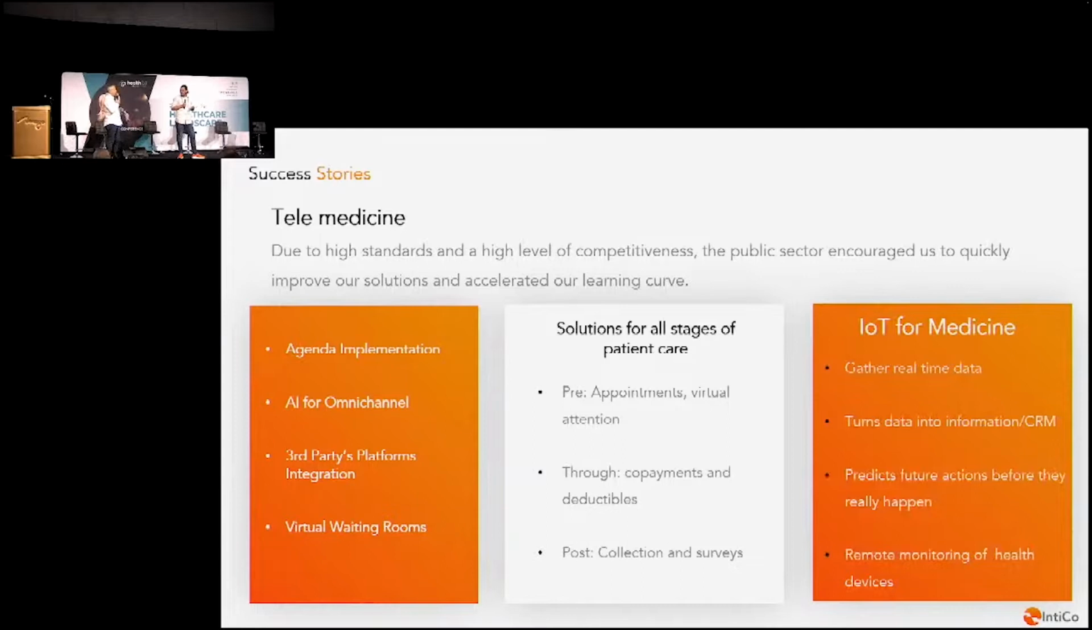So, Internet of Things for medicine. So, Juan, you are the technical guy here. On Internet of Things at Intico, we always seek to be at the forefront of the advances technologies of the... So we include the concept IoT of medicine. So IoT stands for Internet of Things, and with that we're able to gather real-time data, then turn that data into information, and that information be displayed at a CRM. Correct. A CRM that takes the 360-degree approach that we had before.